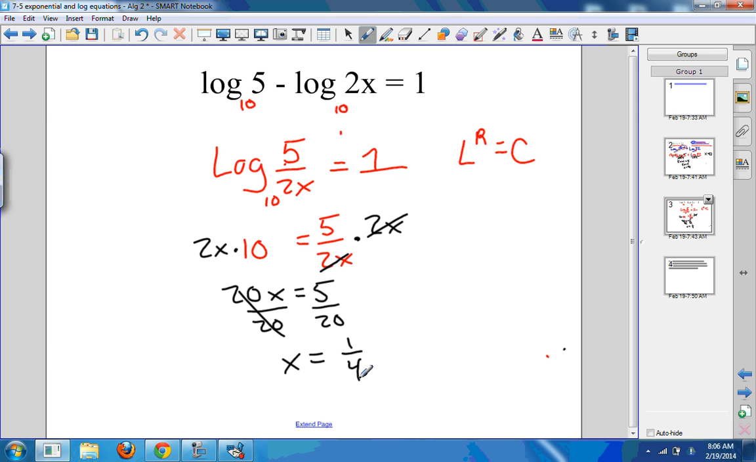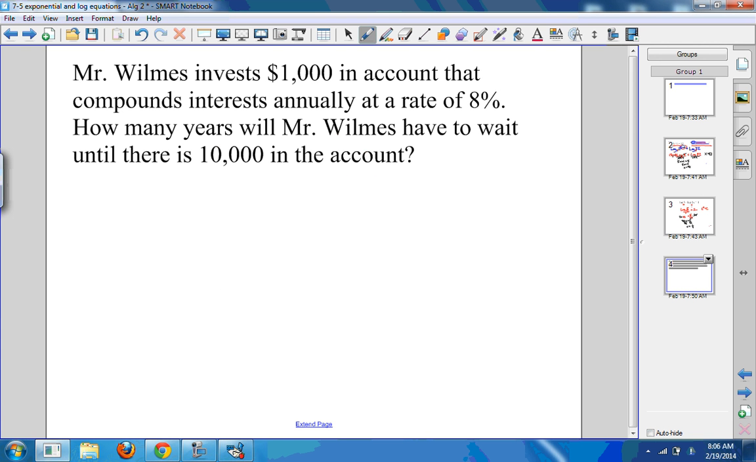All right, last question, we have a word problem. Everybody loves word problems. So it says here, Mr. Wilmus invests $1,000 in an account that compounds interest annually at a rate of 8%. How many years will Mr. Wilmus have to wait until there's $10,000 in the account? All right, so we learned earlier in this chapter how to make equations with compound interest.